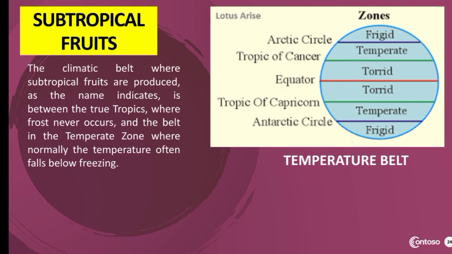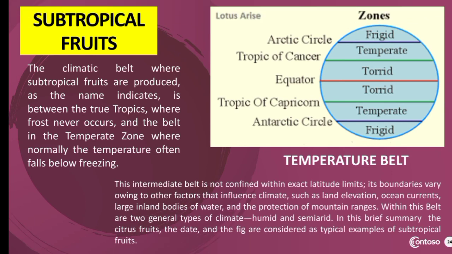So we have the Arctic Circle, the Tropic of Cancer, the Equator, which is the red line, the Tropic of Capricorn, and the Antarctic Circle, which is the coldest one from the north. This intermediate belt is not confined within exact latitude limits. Its boundaries vary owing to other factors that influence climate, such as land elevation, ocean currents, large inland bodies of water, and the protection of mountain ranges.